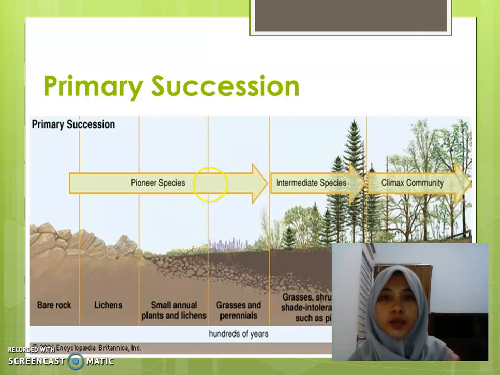This is the steps of primary succession. We can see this is bedrock, and then pioneer species grow, such as lichens and small annual plants, and then become grasses and perennials, and then intermediate species such as grasses and shade intolerant trees. And then the last step is the climax community, like oak and hickory. This is a time of 100 years.